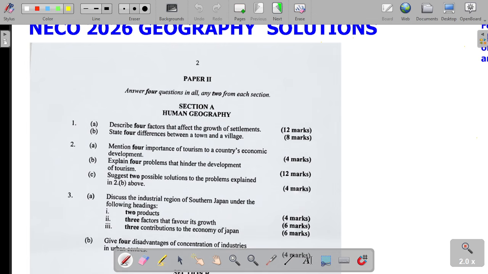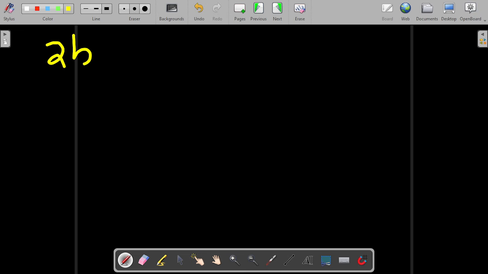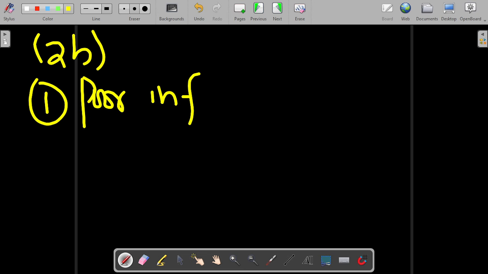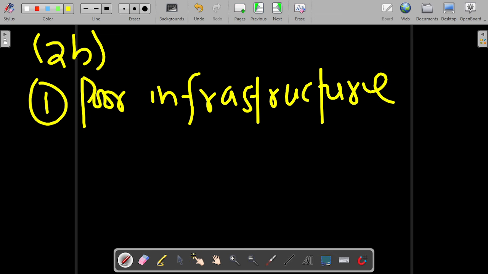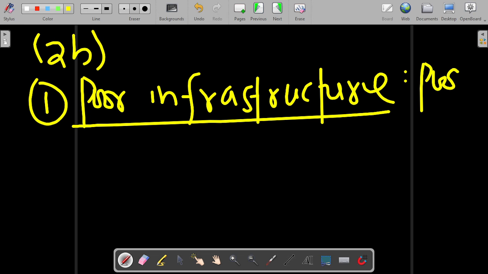That is 2A. Let's look at 2B. Explain. This one you need to explain. Explain 4 problems that hinder the development of tourism. Number 1, we're going to say poor infrastructure. Like I said, you need to explain. So what does poor infrastructure do?